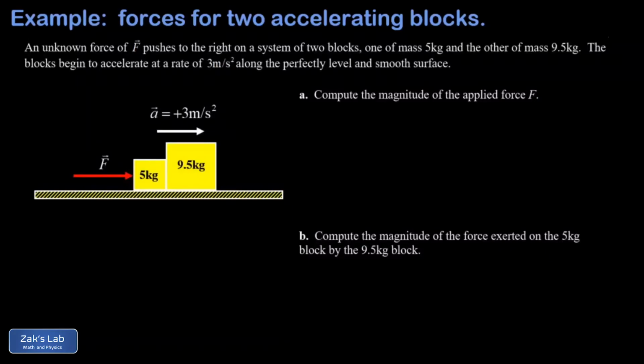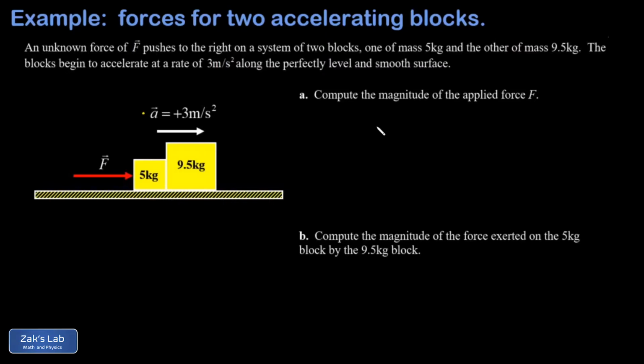In this video, we're looking at two blocks that are in contact with each other on a level, smooth surface, meaning we don't have to think about friction. And we have an unknown force applied to this pair of blocks, but we do know the acceleration of the blocks. And in part A, we're asked to compute the magnitude of that unknown force, F.